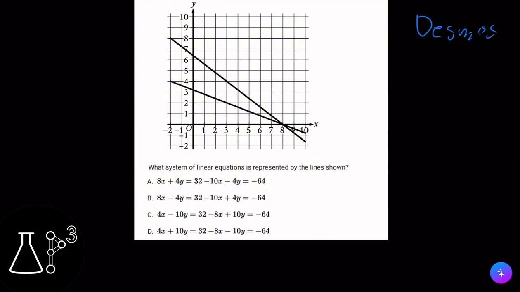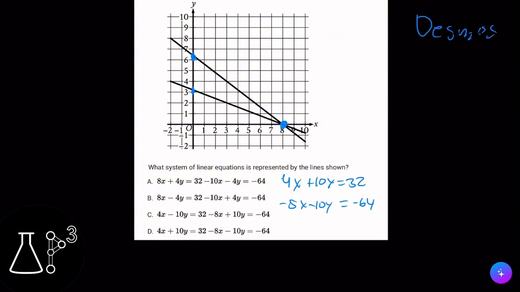If I look at my x-intercept, I have an x-intercept of 8, but we want to focus on the y-intercept. If we look at my y-intercept, I have 3.2, and roughly 6.4. So let's try D and make sure those answers correspond. So I have two equations for D. I have 4x plus 10y equals 32, and then I have negative 8x minus 10y equals negative 64.